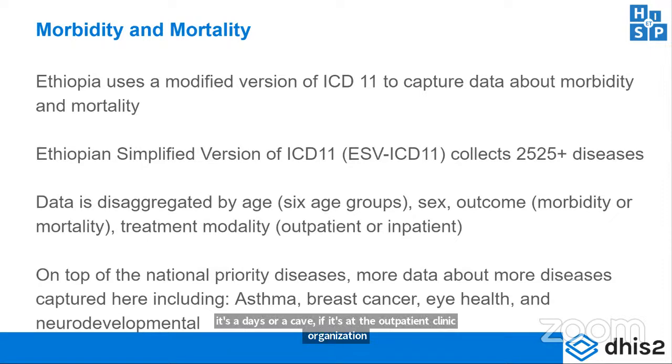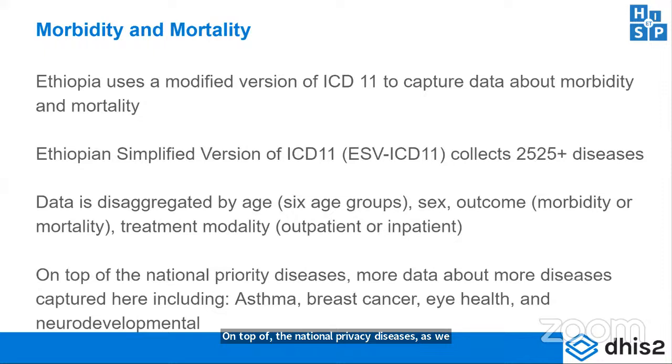On top of the national priority diseases, as we said in the service delivery form, like hypertension, diabetes, cardiovascular disease, cervical cancer, and cataract, here more diseases are given emphasis as well. Asthma, breast cancer, eye health, and other types of cancer are also highlighted.